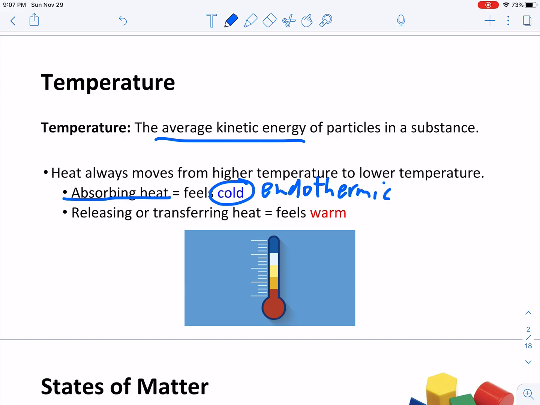Vice versa, anything that's releasing or transferring heat is going to feel warm to the touch, right? Because it's releasing that heat into your finger. We refer to this as exothermic. Again, think of that as exo meaning out, energy out, right? But it is releasing energy. It's actually cooling down, becoming colder, but it's going to feel warm to you because it's releasing energy into your finger. So again, something weird to kind of wrap your mind around, but that's something we'll come back to a little bit later.